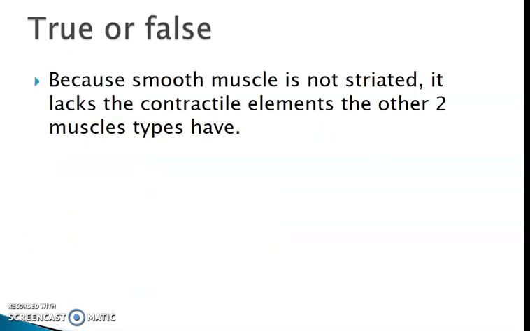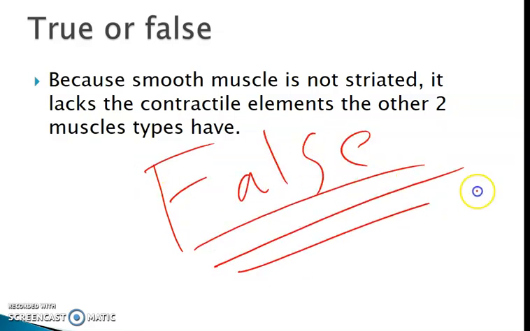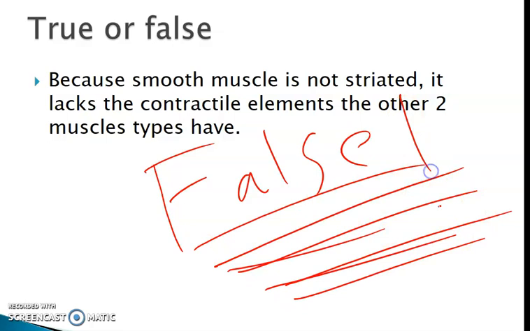True or false? Because smooth muscle is non-striated, it lacks contractile components. That is false. All 3 have actin and myosin. So that's how I'm going to test you on this. I'm going to give you characteristics of the muscles. You have to tell me which one it is.